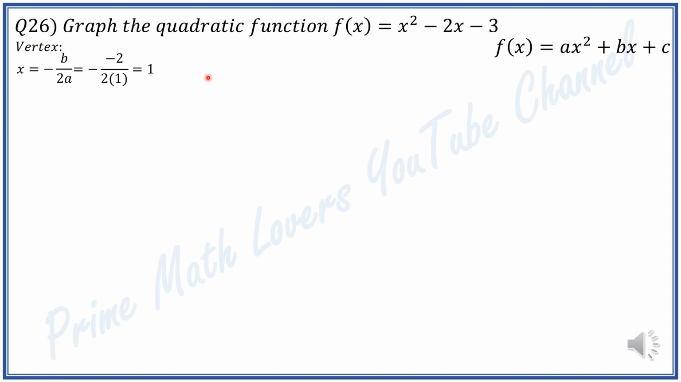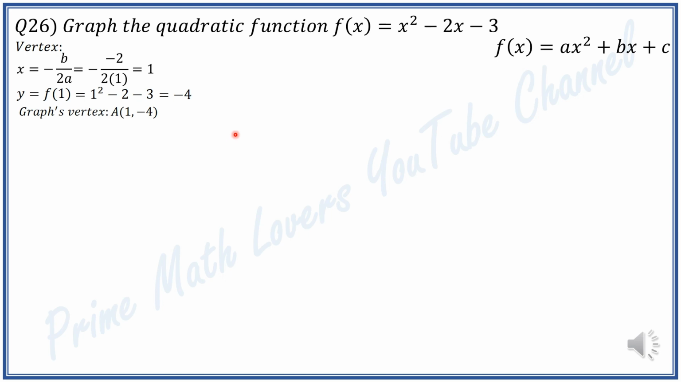And then we substitute this value into the function to find the corresponding y value. It means the y of the vertex is equal to f of 1. We replace x with 1: 1 squared minus 2 times 1 minus 3. 1 minus 2 is -1, and -1 minus 3 is -4. So the graph's vertex is the point with the coordinates 1 and -4.